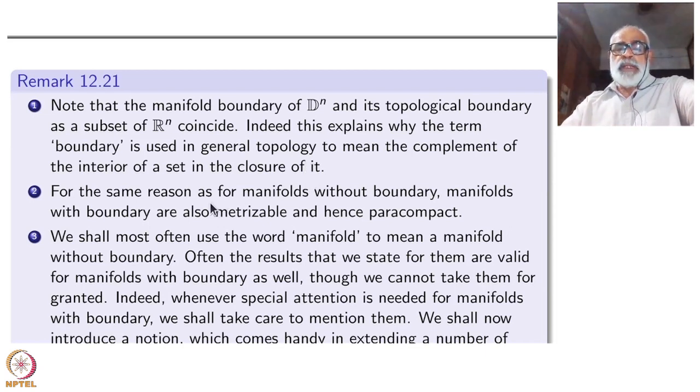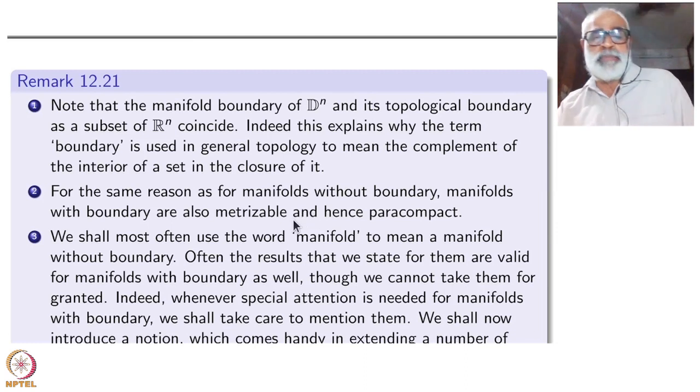For the same reason as for manifolds without boundary, manifolds with boundary are also metrizable and hence paracompact. Why? Because we have assumed second countable Hausdorff, and whether they are homeomorphic to open subsets of R^n or H^n, they will be locally compact. So they are T3, second countable spaces, hence metrizable.